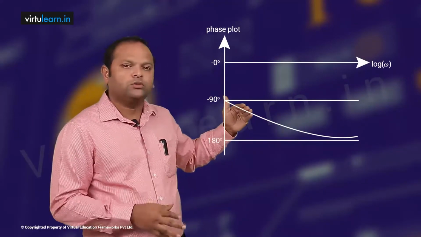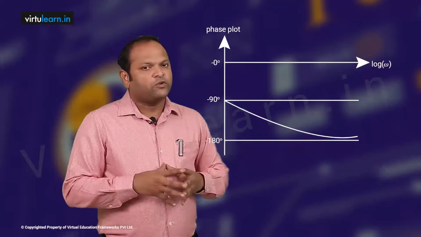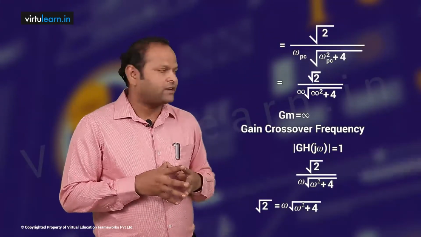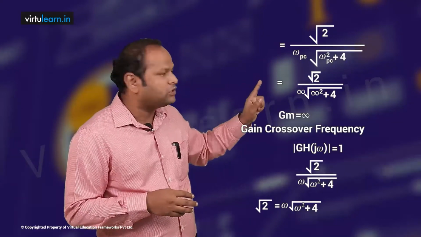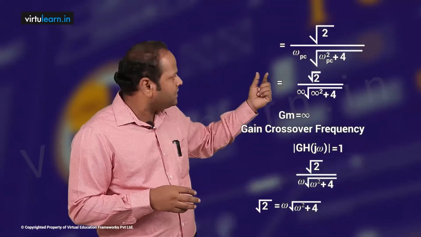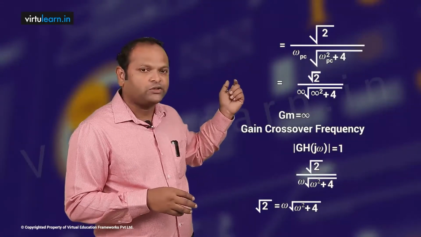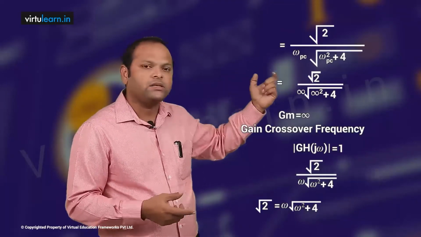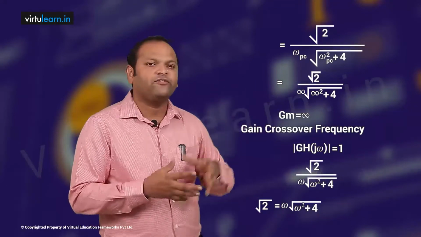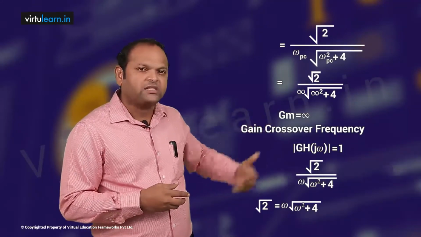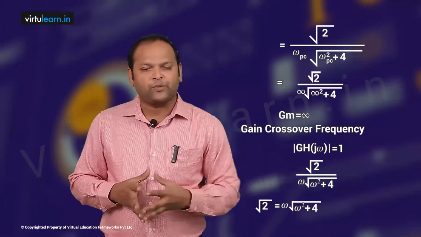Then what do I need to do to find the gain margin? We need to substitute this in the magnitude expression. What will be the magnitude? Root 2 by omega into root of (4 plus omega square), with omega pc as infinity. So what will be the corresponding magnitude? That is Mpc. So Mpc you are getting is 0, and the gain margin is infinity. So we are getting the gain margin as infinity, which means my system is an absolutely stable system.